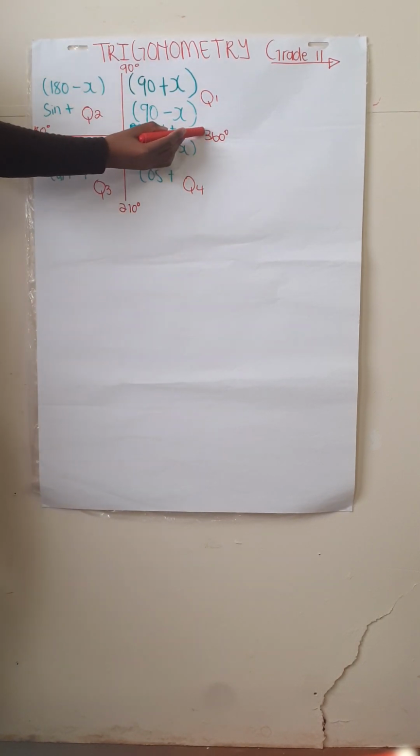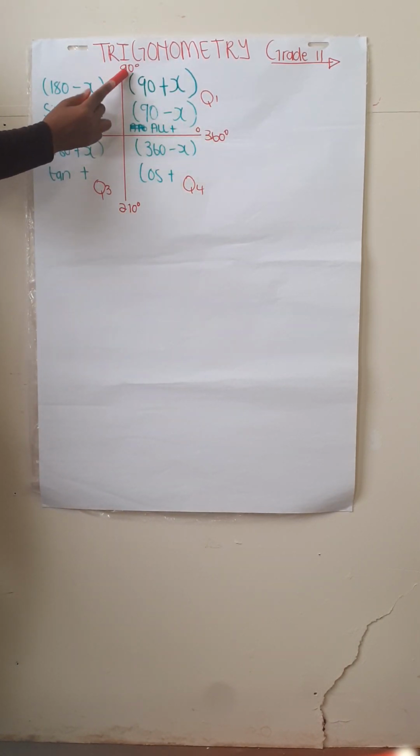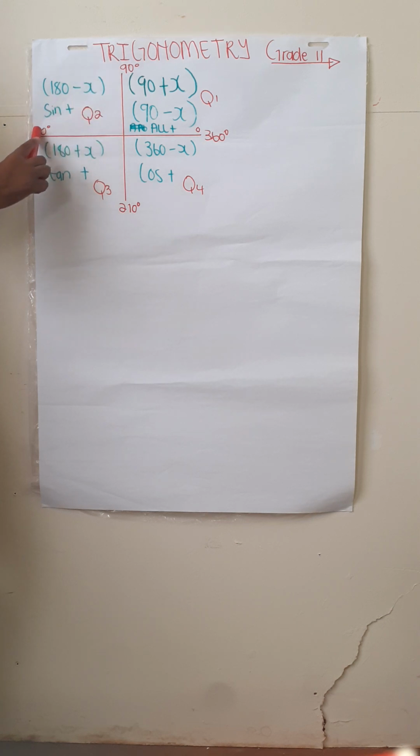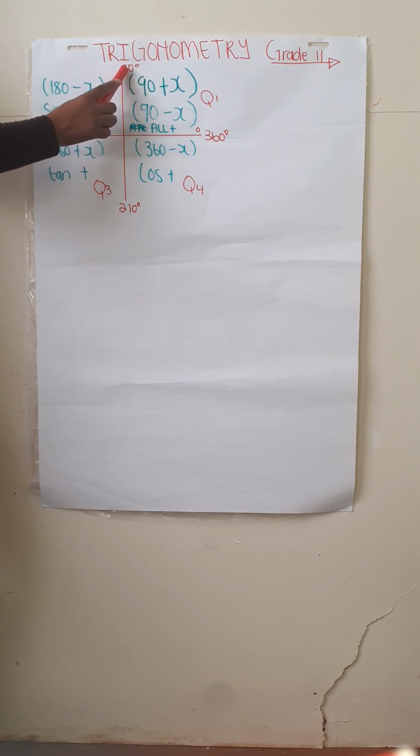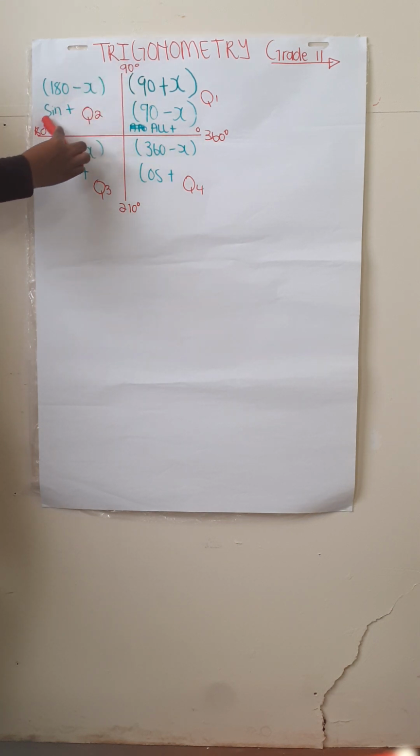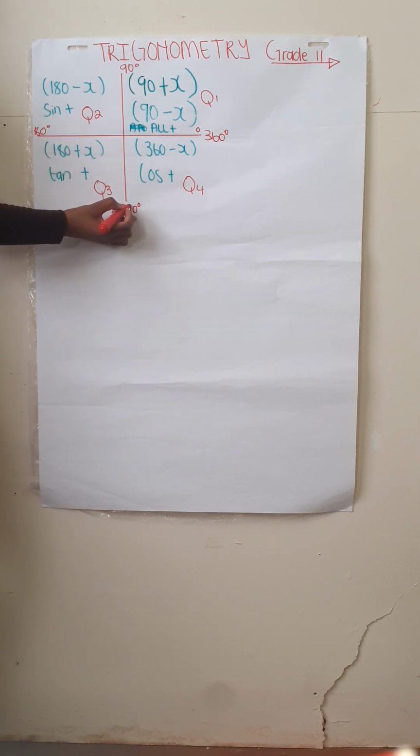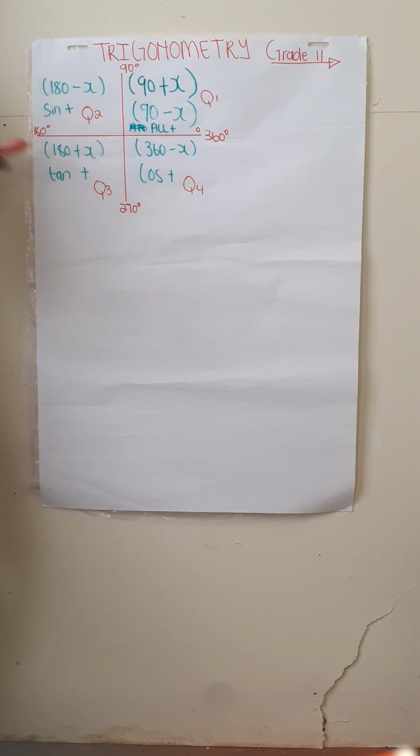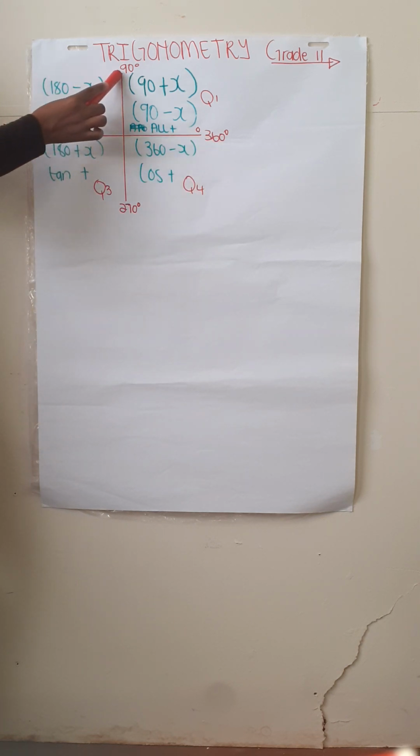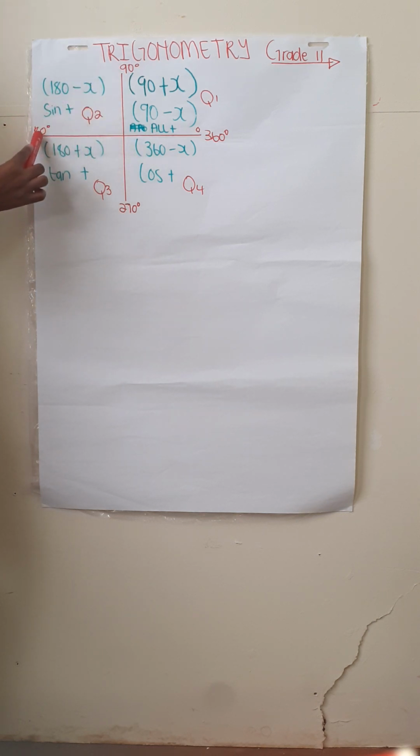This is from 0 to 90, right? This is from 90 to 180. The range here will be from 90 to 180. Then from 180 to 270. Then from 270 to 360. So where you have 180 minus x, sorry, the numbers fall within the range of between 90 and 180.